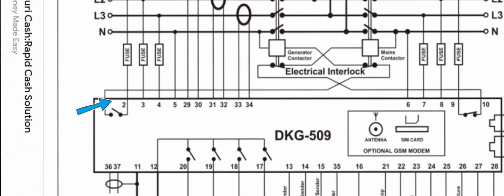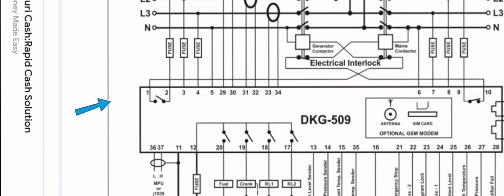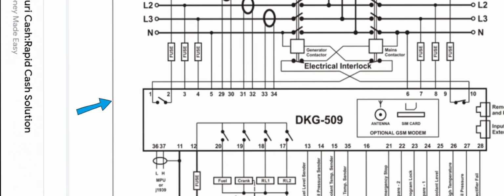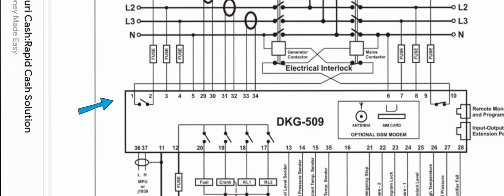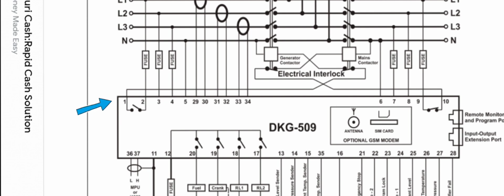On the upper side, from pin 1 we have pin 1 and pin 2. This is the normally open contact. On the upper side we have the bus bar and ATS panel, alternator, load, and main. We have three phases on the alternator side, L1, L2, and L3, and neutral. We have three fuses, and pin 1 and pin 2 control the main contactor of the generator.